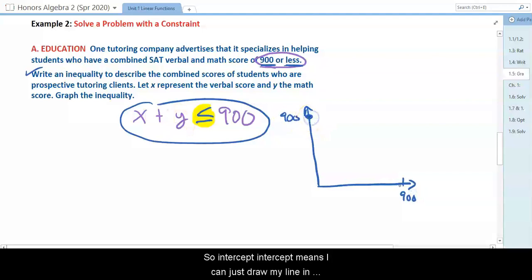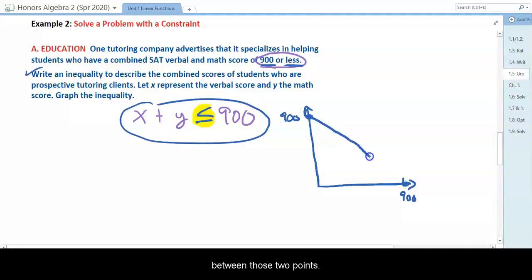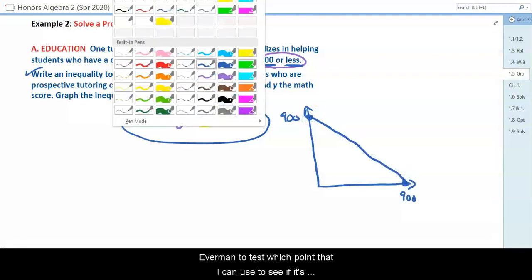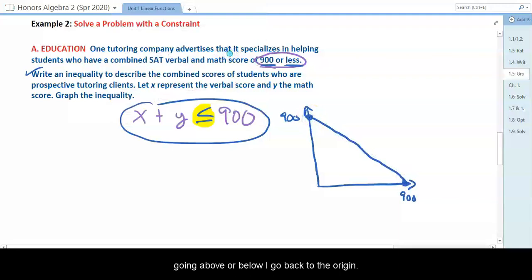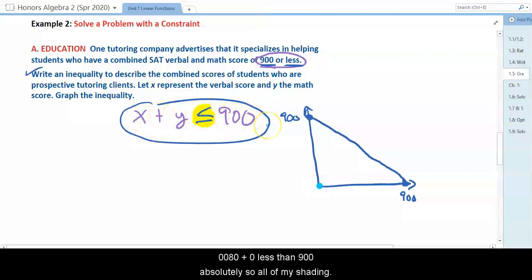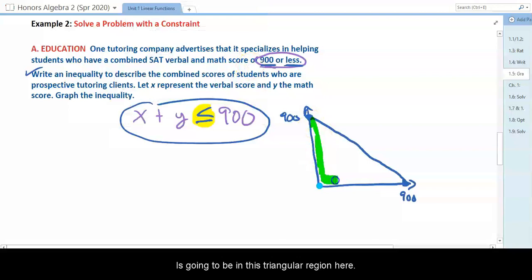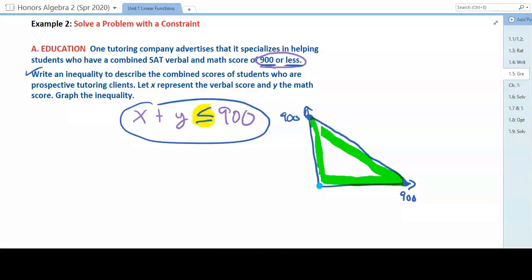Now, so intercept means I can just draw my line in between those 2 points. And again, drawing as straight as I can. And if I'm going to test which point that I can use to see if it's going to be above or below, I go back to the origin. And if I go to that origin, 0 plus 0 less than 900, absolutely. So all of my shading is going to be in this triangular region here. Oops, don't want to do that. One more time, there we go. Don't want to lose the graph. So all my shading is down below my line.